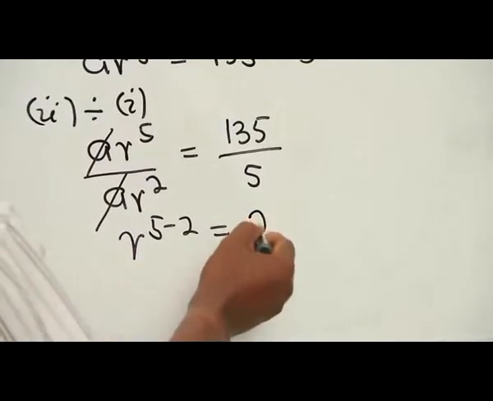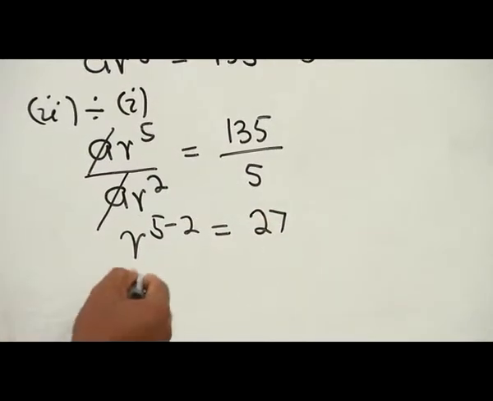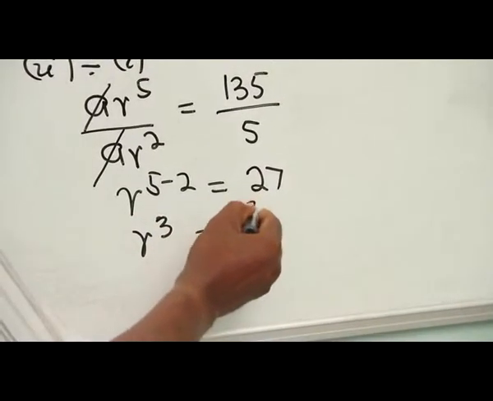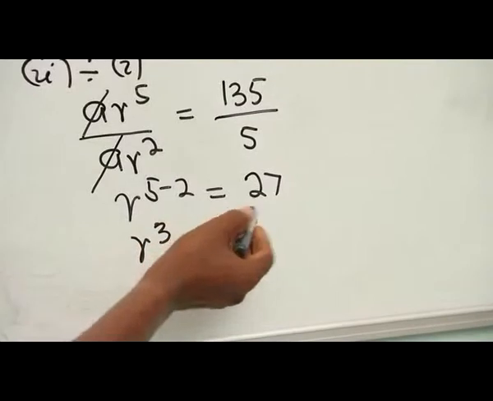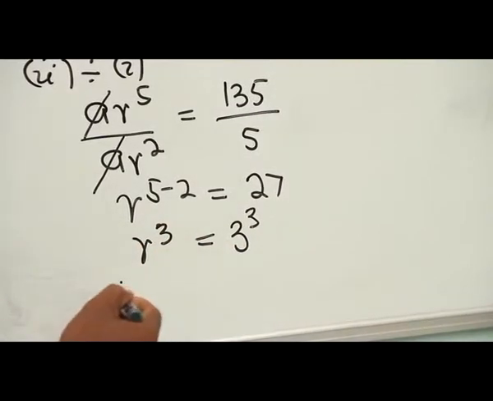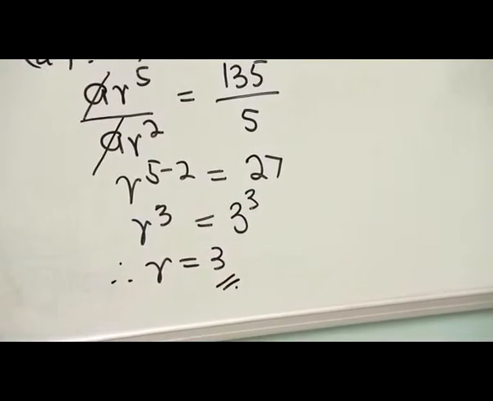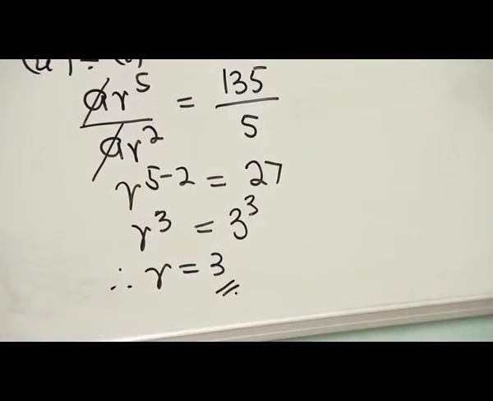5 into 13 is 2, and that is 27. So you have r raised to the power 3, and 27 can be written as 3 raised to the power 3. Since their powers are the same, then their base numbers are the same. Therefore, r is equal to 3. And this is the common ratio of the geometric progression.